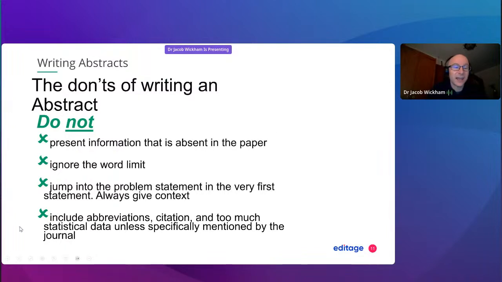This is the last slide I have on writing abstracts. So don't present any information that is absent from the paper. Stick to the word limit, so don't ignore the word limit. And don't jump into the problem immediately. Always give context. You want to give some background or some introductory information before you give a statement of the rationale, which is your problem. And again, limit your use of abbreviations. Don't include abbreviations or citations or too much statistical data unless it's specifically mentioned by the journal.